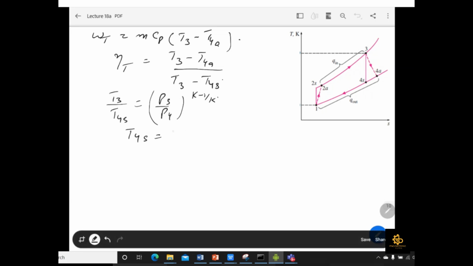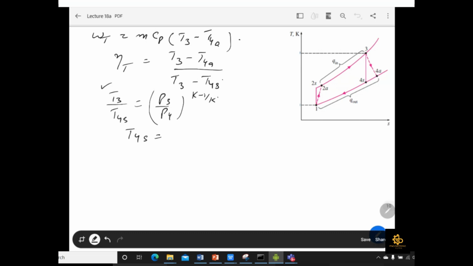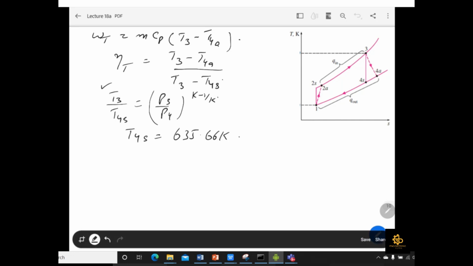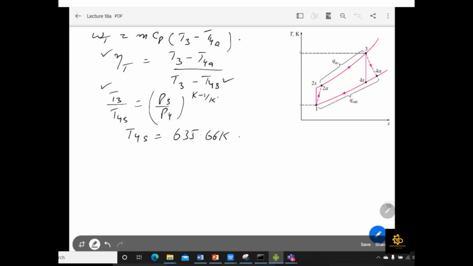You have to solve it by yourself. T3 is already known to us from the question, because it is mentioned that it is 800 degrees Celsius, so it is 1073 Kelvin. Solving it, it turns out to be 635.66 Kelvin for the value of T4s. Now simply I can put this T4s over there, and the efficiency of the turbine is known to us.